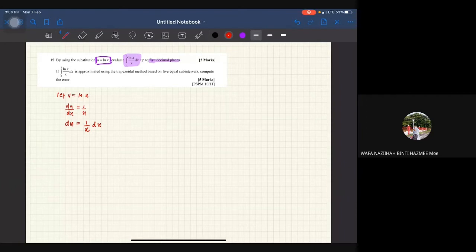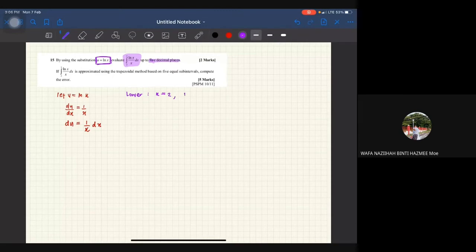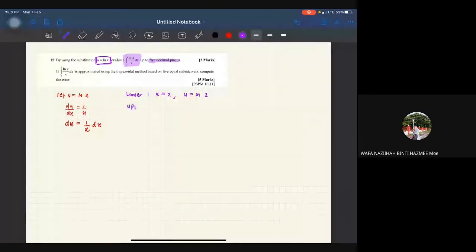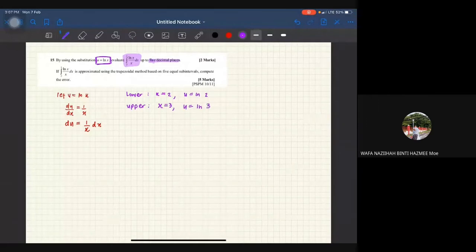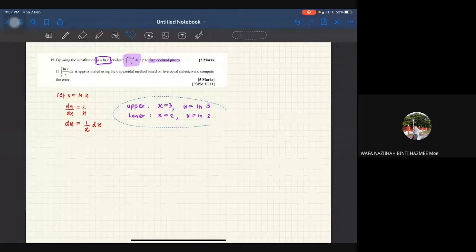Okay, so saya tulis macam ni. Lower, X equal to 2. Okay, so U saya akan jadi ln 2. Okay, so kita substitute sahaja X equal to 2 masuk ke sini. Dapatlah U kita ln 2. Okay, so itu adalah lower limit. Okay, so upper limit. So kita akan buat X equal to 3, so U is equal to ln 3. Okay, so nak tukar kedudukan dia kejap. So takut saya confused. So upper duduk atas, lower duduk bawah.